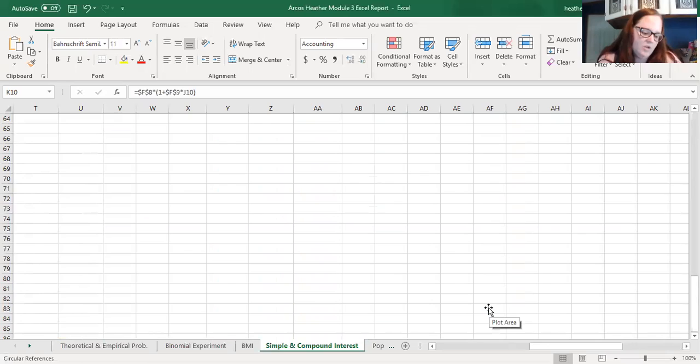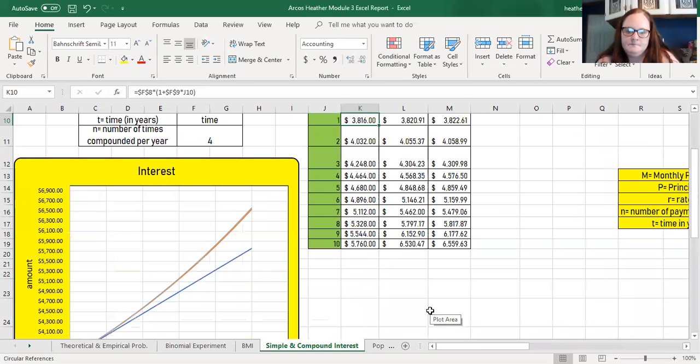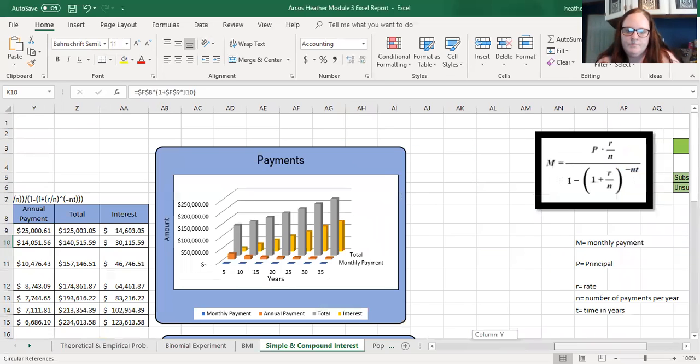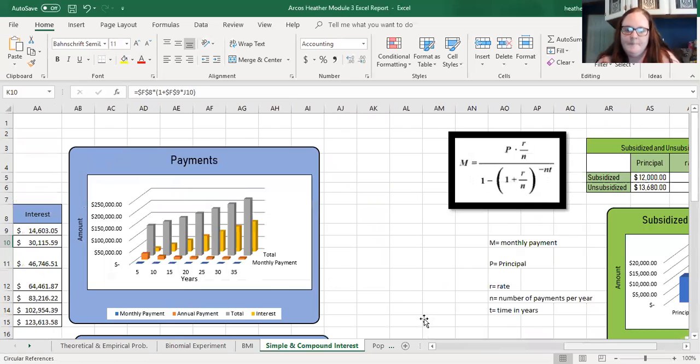Okay, all right, subsidized loans and unsubsidized loans. They're very different. Subsidized loans do not, do I have any charts on this one? I don't. Oh, yes, I do. Okay.